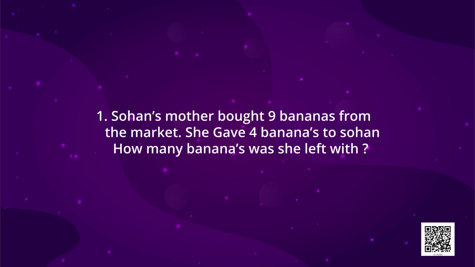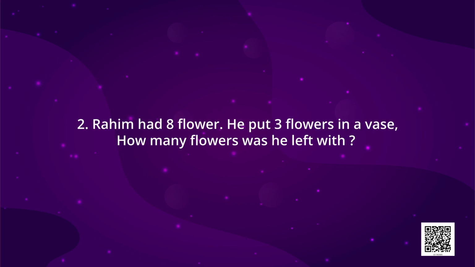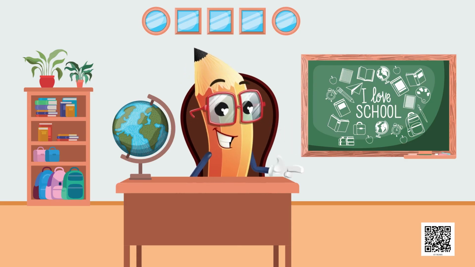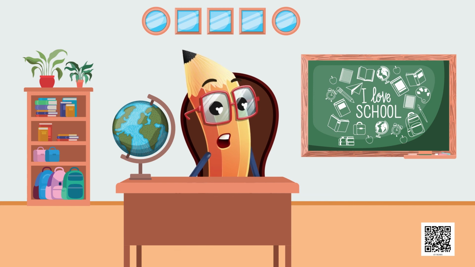So tell me, Rahim has 8 flowers. He put 3 flowers in a vase. How many flowers was he left with? Putting some flowers in a vase means taking away. To take some numbers away means subtraction. So we will have to do the subtraction. That's easy. So children, solve all these sums right now and do a lot of practice of addition and subtraction.